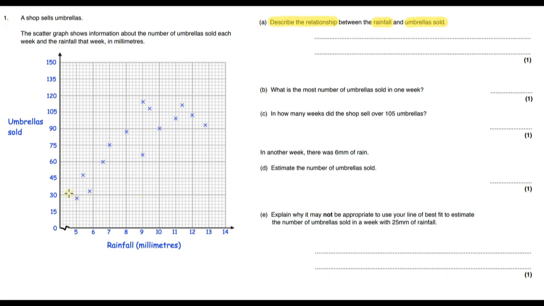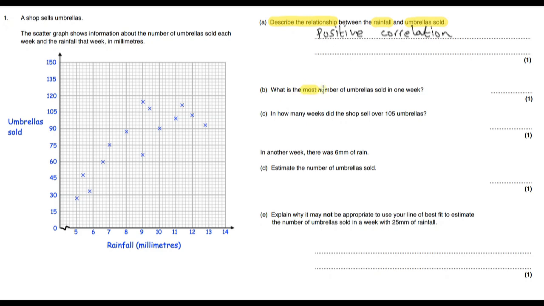So the relationship, if we look at the scatter diagram, we can see that this is a positive relationship, or we would say a positive correlation. So that's all we need to say. We just need to say a positive correlation. That will give us our 1 mark. So let's look at part B.